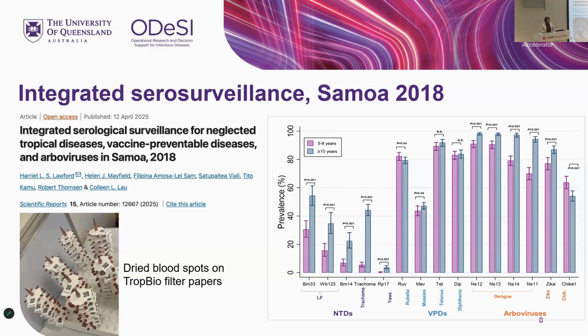So we're talking about tiny blood samples here. On your right, I'm not going to go through in any detail, but you can see some of the diseases that we included for this serological surveillance, which included neglected tropical diseases, some vaccine-preventable diseases, and arboviruses, which are a huge problem in the region. So dengue 1, 2, 3, 4, Zika, chikungunya.